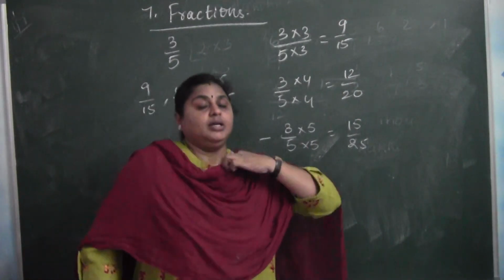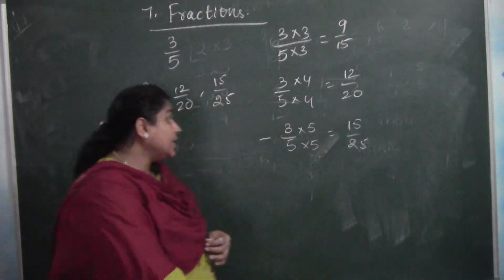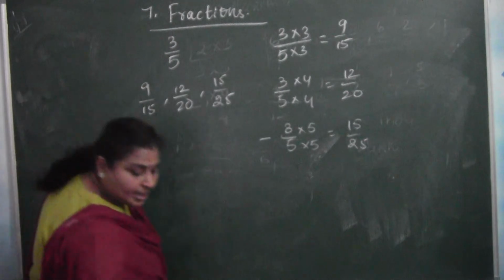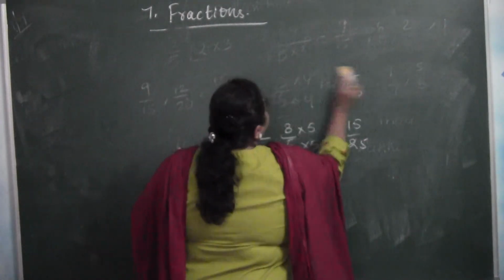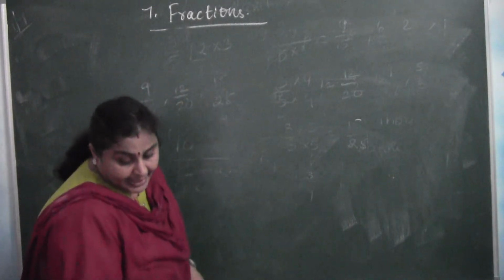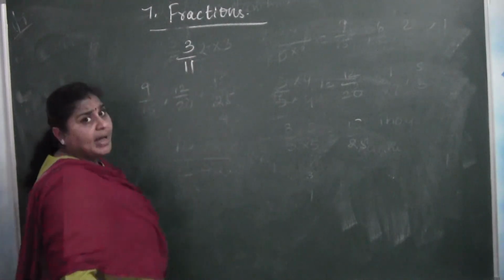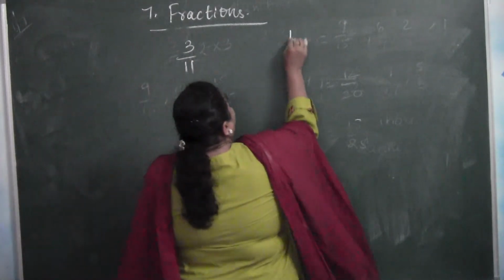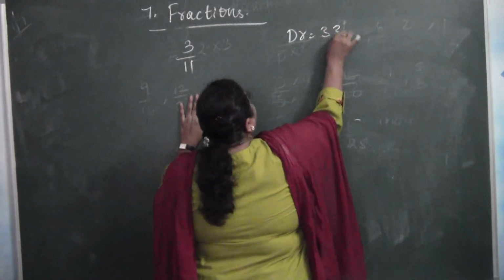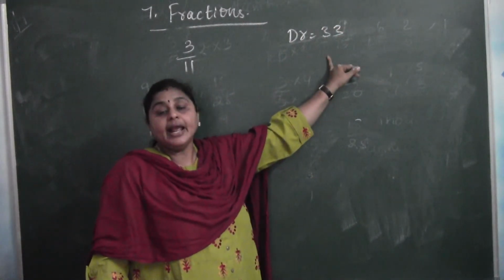Suppose I have a question: write an equivalent fraction of 3 by 11 whose denominator is 33. Let me rub the board. I have 3 by 11. Now I have to write an equivalent fraction whose denominator is 33.